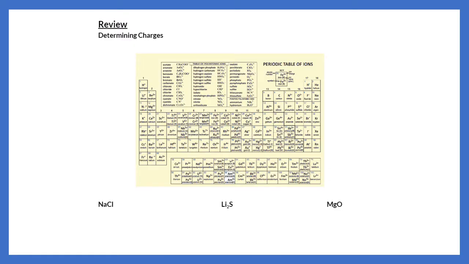Before we dive into single and double replacement, I do want to review how to determine charges when things are bonded together, because this is very important for single and double replacement. So we are going to reverse the crisscross. Reverse the crisscross. So let's take sodium chloride as our first example.